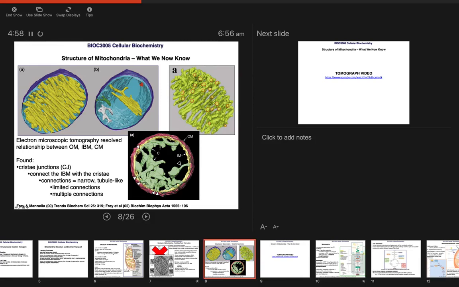Other information that you can get from these tomographs is shown on the right-hand panel A, the upper right-hand part of the slide. You can see the connections that are the red circles. Those are each of the cristae junctions. The outer and inner membrane has been stripped away from this mitochondrion image, and yet we can still see those cristae junctions where the cristae would join to the inner membrane of the mitochondrion.